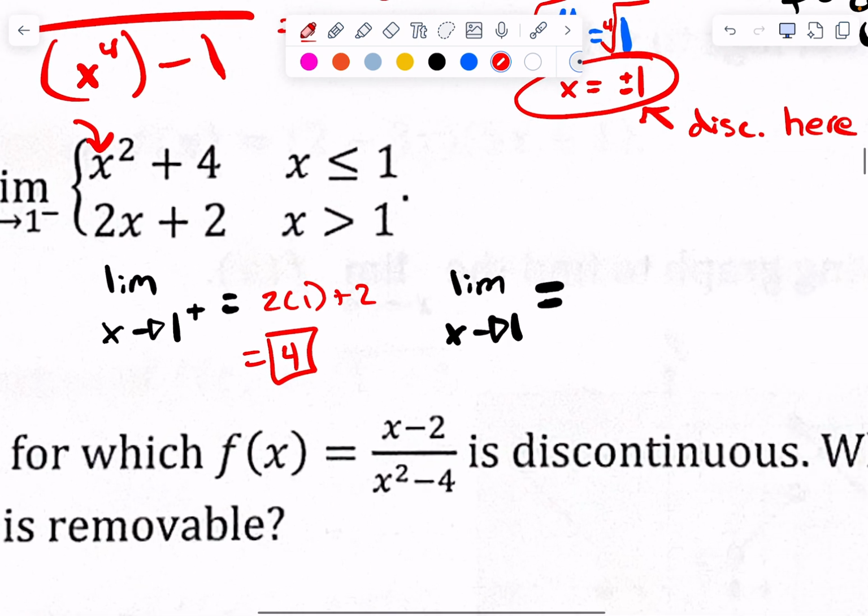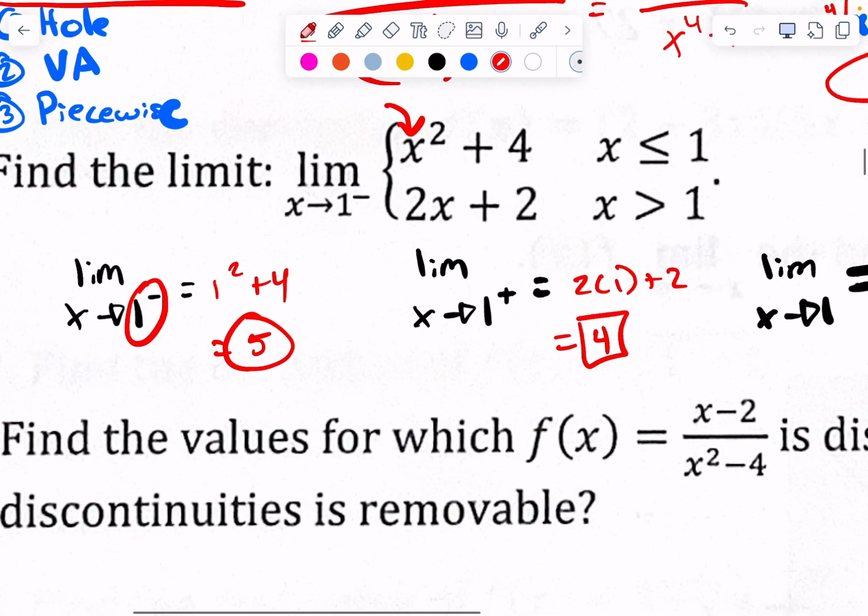Okay. What about the limit as x approaches just 1? 1 from the left is 5, 1 from the right is 4. So just 1, if we're looking at both sides together, basically. Isn't it equal to 1, so we can plug it into the top one? Nope.